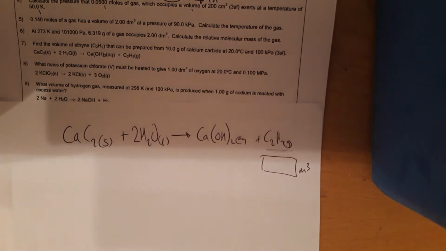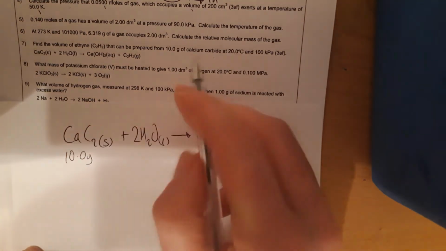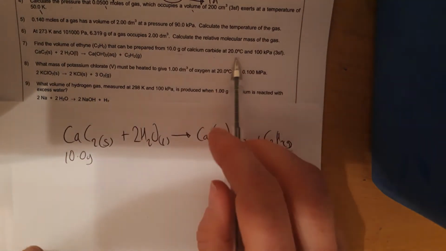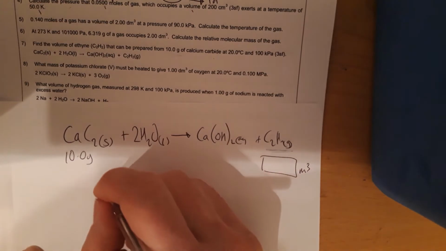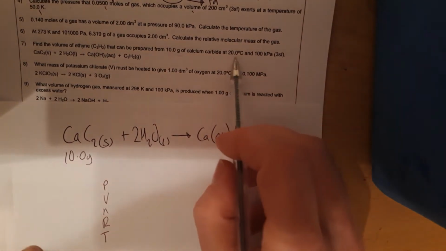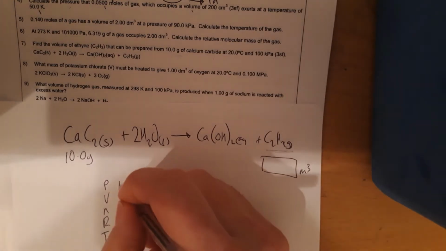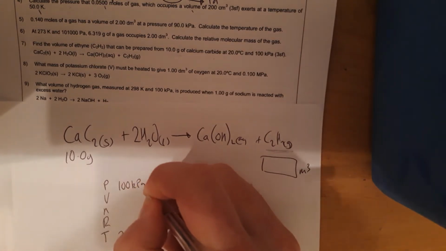So you don't panic in these. You think, well, what can I do? Well, they're giving me 10 grams of this, 10.0. That's 3 sig figs, by the way. At 20 degrees C. Right, it's looking like they're doing the units thing. So this looks like a PVNRT. They're giving me 20 degrees C. I'm not falling for that. They give me 100 kilopascals. I'm not falling for that.